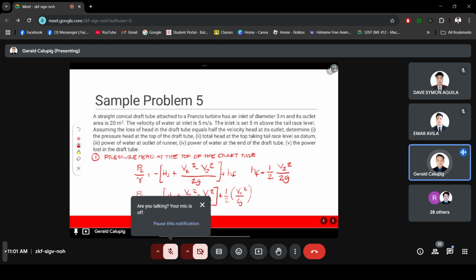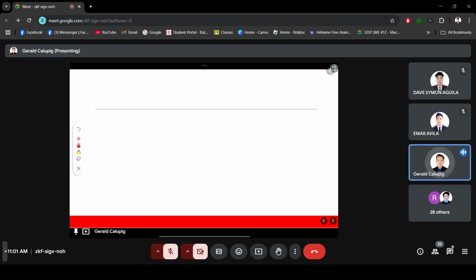Excuse me po. Okay, let's continue. Since you already have your equation, let's find the velocity. Let's have first the area. Since this is a conical drop tube, we can assume that Q2 is equal to Q3. What is our formula for the Q? Area 2 times V2 is equal to area 3 times V3.